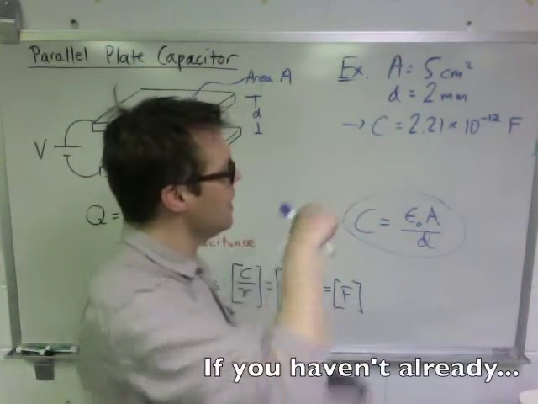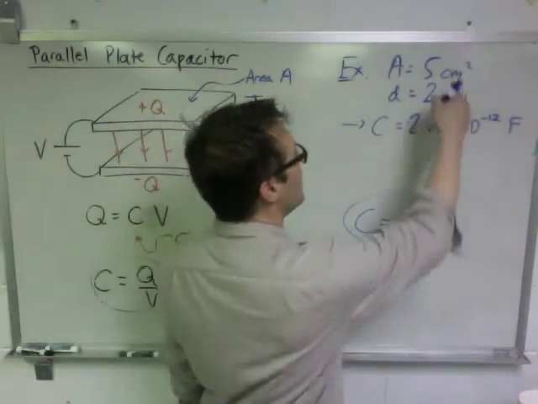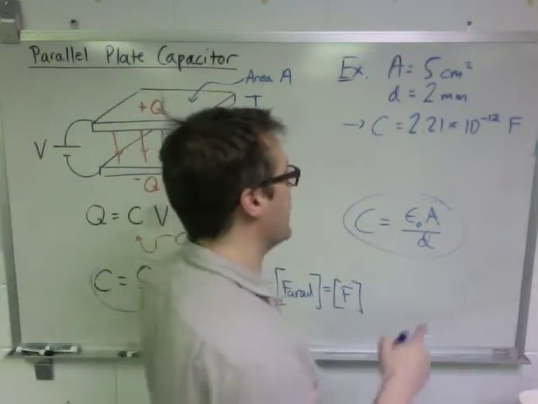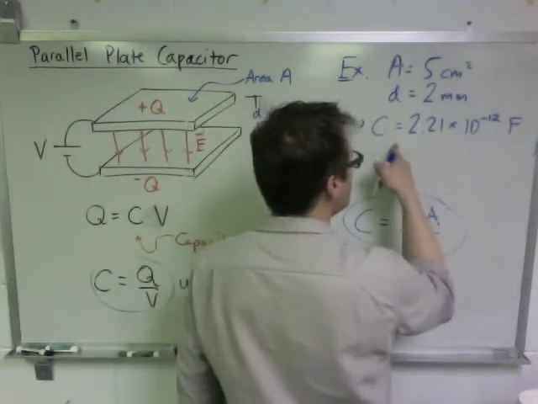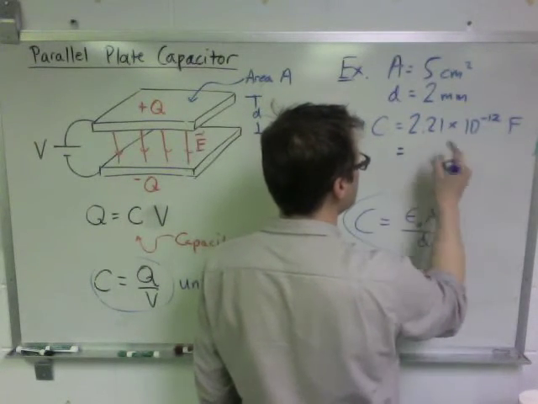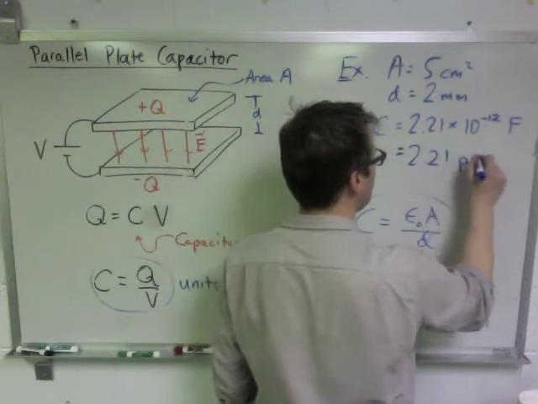Pause for a second and see if you agree with my number, because a lot of students have an issue when they come to convert the area here, so be careful about that. Make sure you can figure out why it's this and not some other exponent. But anyway, you can see that this is a very small capacitance. 10 to the minus 12 is the metric prefix pico, so this would be 2.21 picofarads.